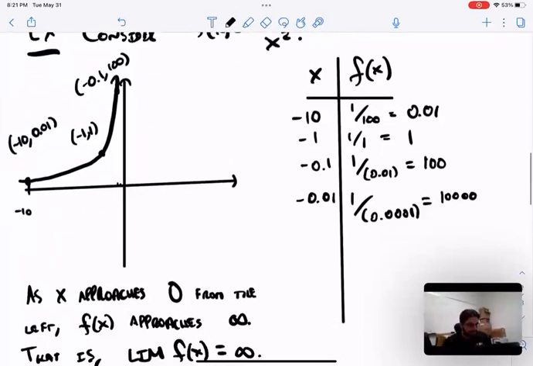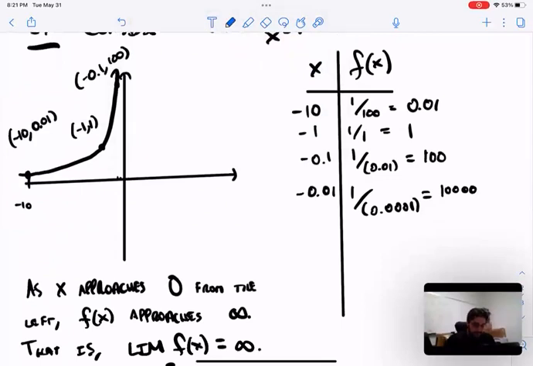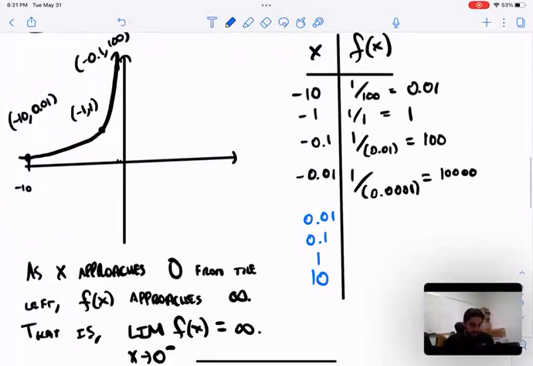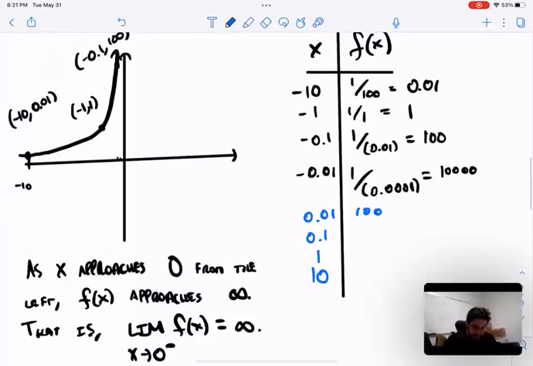Now, let's also think about from the right. Say x is 10, say x is 1, say x is 0.1, say x is 0.01, right? Let's think about these values. Well, I'm squaring everything, so whether x was negative or positive doesn't matter. I actually get the same values. This graph is symmetric. This function, in fact, is an even function. It has even symmetry, a reflection across the y-axis. So here I get the same values. This will be 10,000, 100, 1, 0.01, and I could graph those values too.